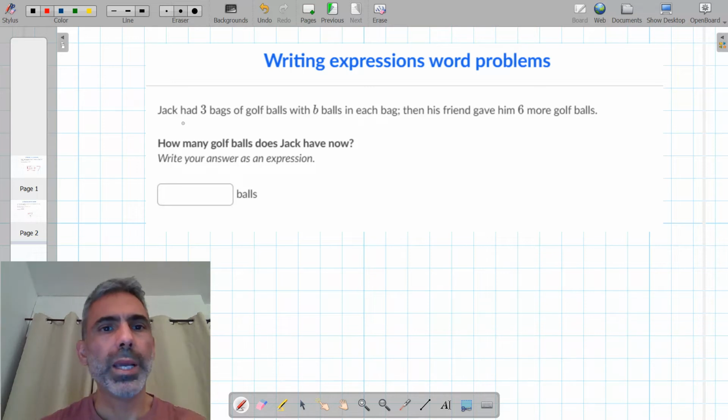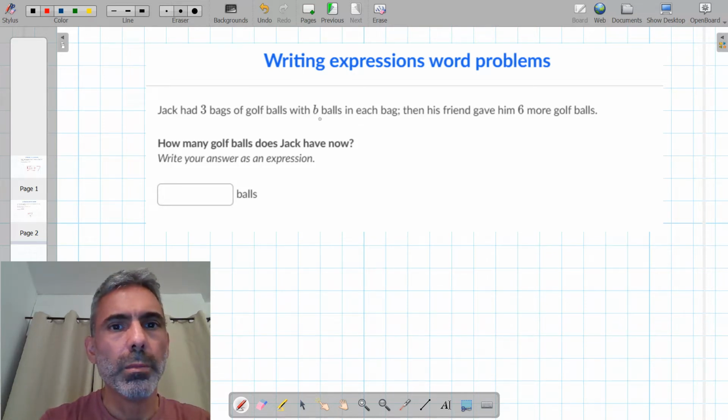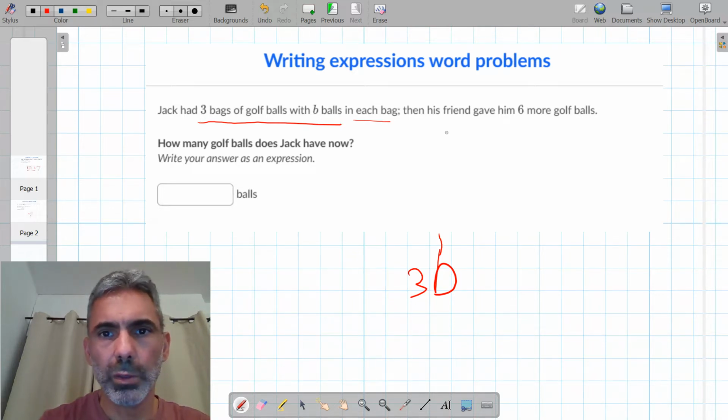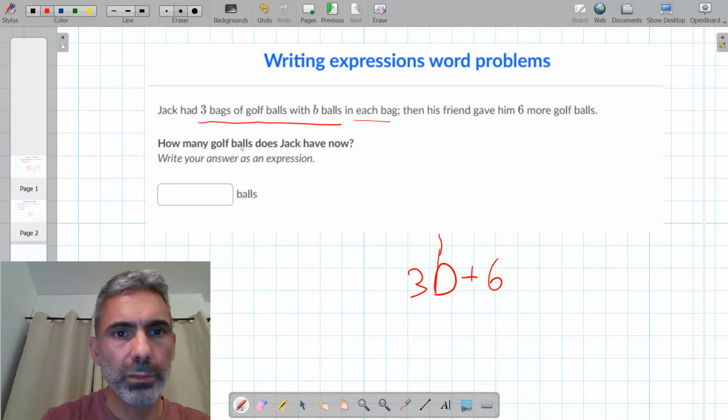Jack had 3 bags of golf balls with B balls in each bag. Okay, so B balls in each bag, and he has 3 bags. So 3 times B is the number of balls in all 3 bags. Okay, then his friend gave him 6 more golf balls. So if we add 6 more golf balls, how many golf balls does Jack have now?